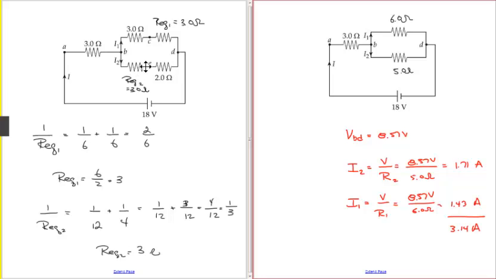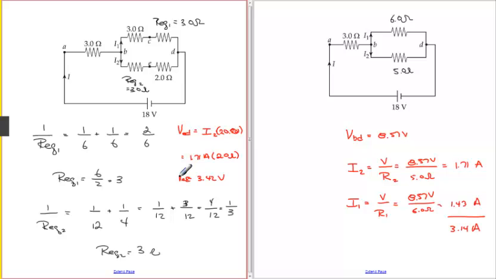What we're going to do is find out what the voltage drop across here is. Well, to do that, we need to find the voltage drop from E to D. So the voltage drop from E to D is going to be equal to the current times the resistance. So we have I2 times 2 ohms. I2 was 1.71 amps times 2 ohms. 1.71 times 2 is 3.42 volts. So that's from here to here.